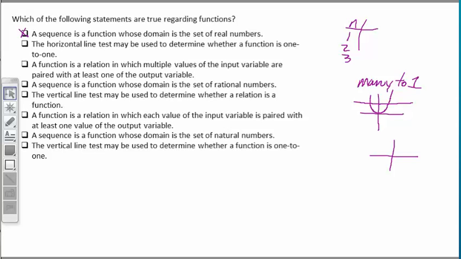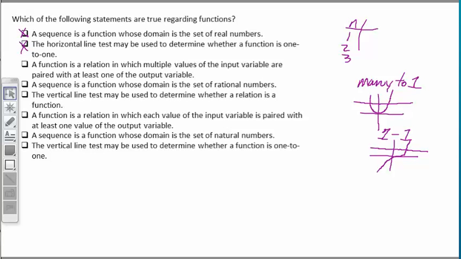Now here's another one. That's a weird line, but we do have them. It's a cube function. I draw a horizontal line here. It only passes through 1 x value, so that means it's 1-to-1. So that's true. The horizontal line test can be used to determine whether a function is 1-to-1. Good job.